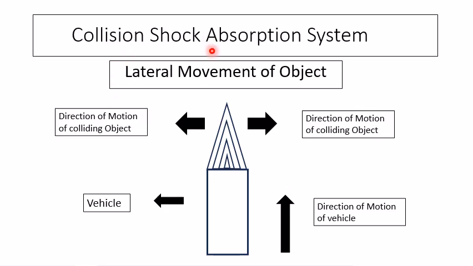So the collision shock absorption system can be designed in a way that the colliding object moves laterally to the direction of the motion of the object. So this is a collision prevention framework, and the colliding object will move perpendicular to the motion of the object during impact. This is a symbolic representation of a vehicle, and this is a symbolic representation of a collision prevention system. This is the direction of motion.